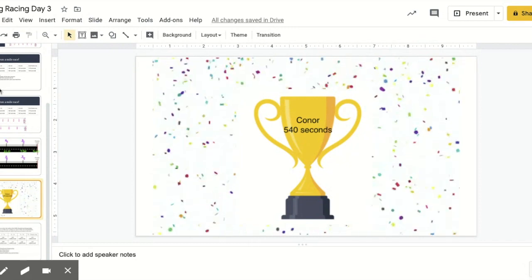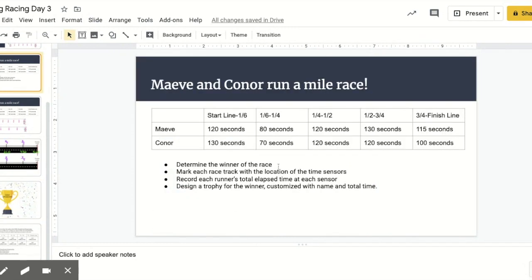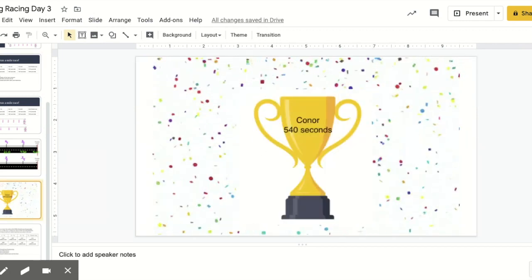So I'm going to go back and make sure I followed all of the directions. Determined the winner of the race, check. Mark each racetrack with the location of the time sensors, check. Record each runner's total elapsed time at each sensor, check. And design a trophy for the winner customized with the name and total time, check.